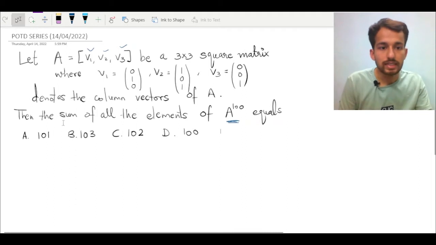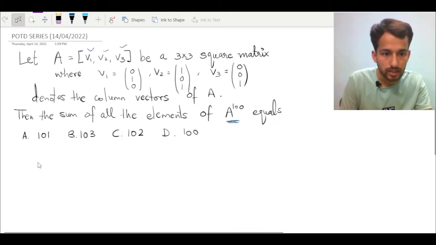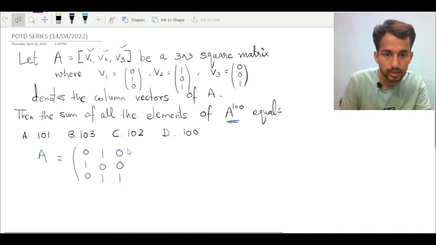So let's begin with noting down the given information. We are given a matrix A whose columns are V1, V2, V3. So I can now directly write my matrix A, which is 0, 1, 0, 1, 0, 1, 0, 0, 1. So this is given to us.